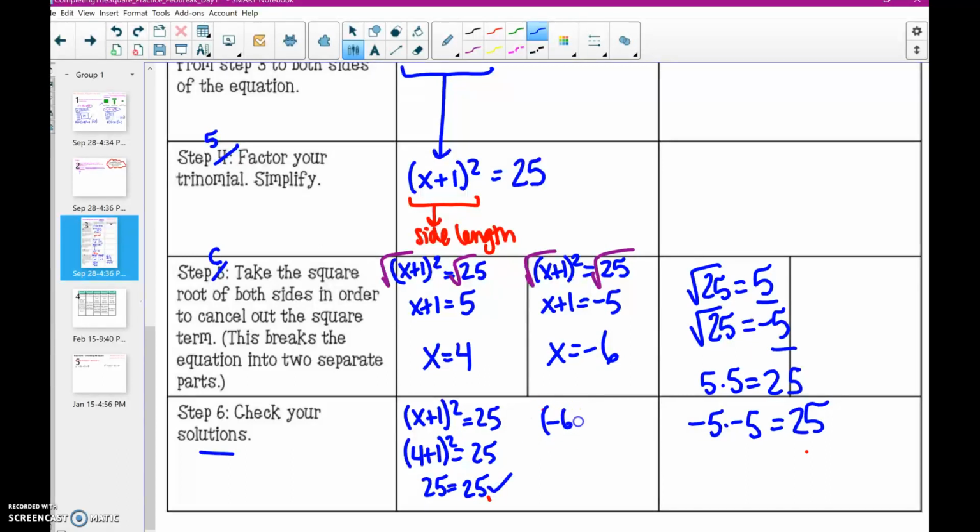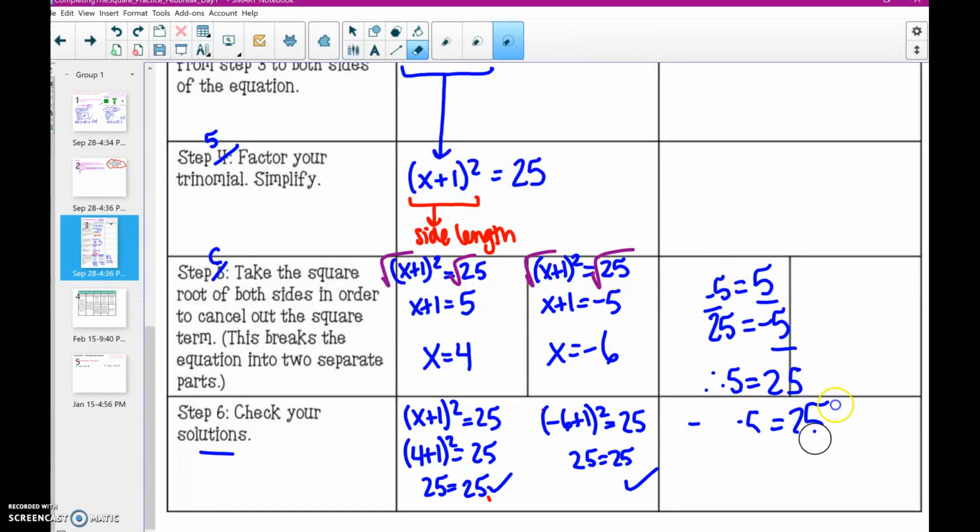If you plug in a negative 6, what's negative 6 plus 1? Negative 5. Negative 5 squared is 25. We know we have the right answer. You literally can do this on any test and be 100% sure you have the right answer, which is pretty cool. Let's try our second example.